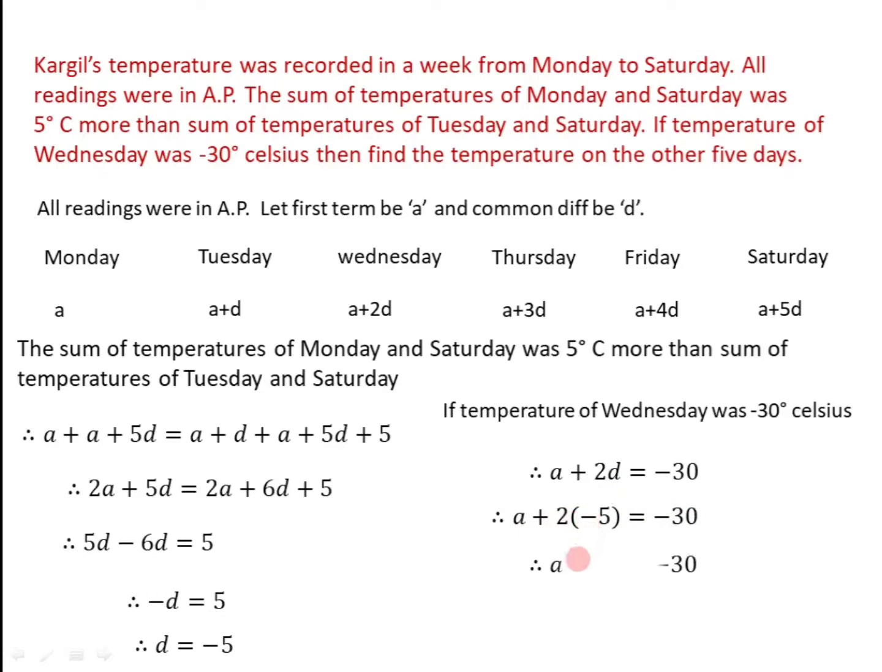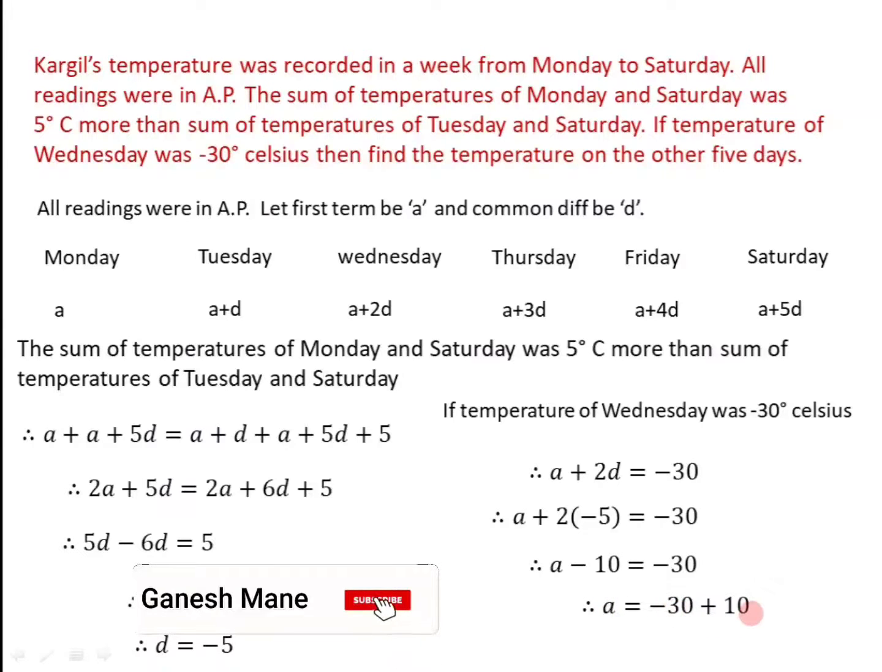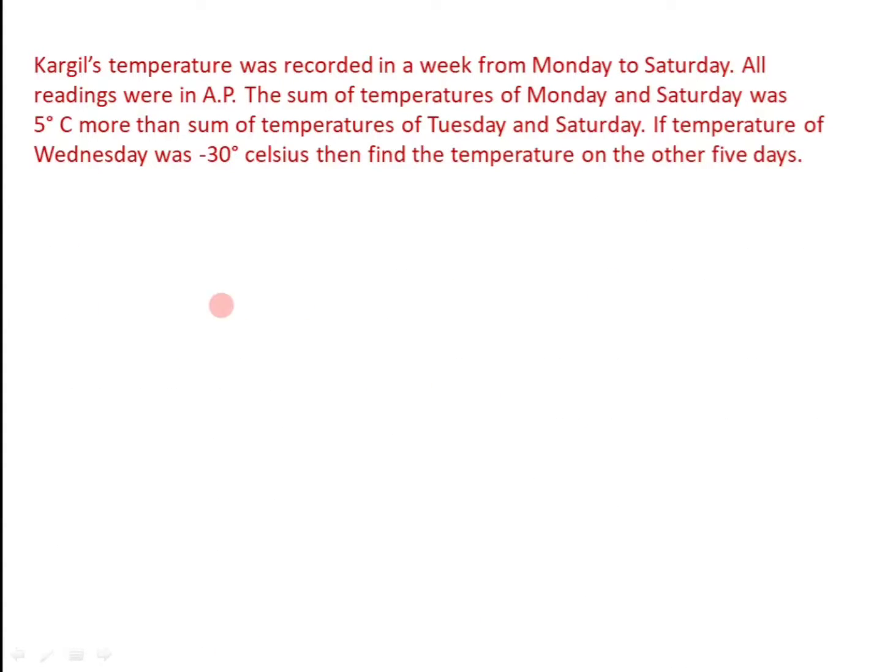So 2 into minus 5, that's minus 10. That is A minus 10 is equal to minus 30. If you take minus 10 to the right hand side, it will be plus 10, to get A is equal to minus 30 plus 10. And minus 30 plus 10, that's equal to minus 20. So this is the value of the variable A. That means the first term in this AP is minus 20. Now as we have the first term, that is minus 20, and the common difference D, we can have all the terms in this given AP.